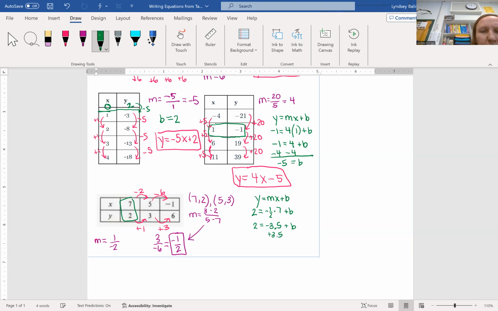And then we're going to add the 3.5 to both sides. I should probably have lined it up a little bit better. So plus 3.5, there we go. So 2 plus 3.5 is 5.5 equals b. I've got to squeeze my equation in somewhere here. So in the end, our equation is y equals, our slope was -1/2, so -1/2 x plus 5.5, or if you had it in fraction form, that would be 11 halves.